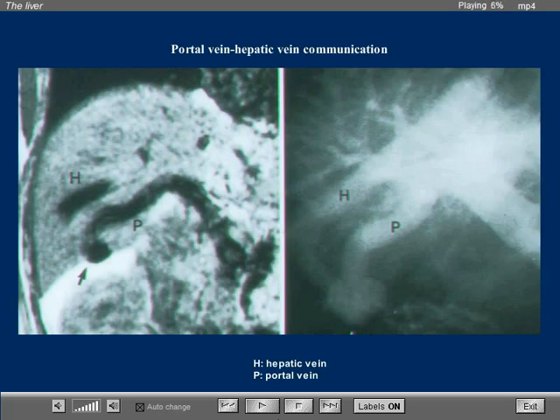Extra and intrahepatic shunts can be demonstrated on MR examination, as well as the result of surgical procedures, such as the distal splenorenal shunt. In this case, one can see a right branch of the portal vein that appears enlarged, and above it a hepatic vein. This patient had a communication between the portal system and the hepatic veins, as is demonstrated in the angiogram to the right.